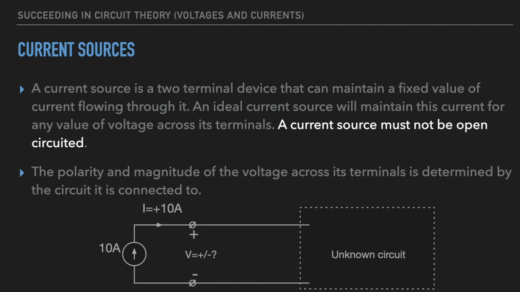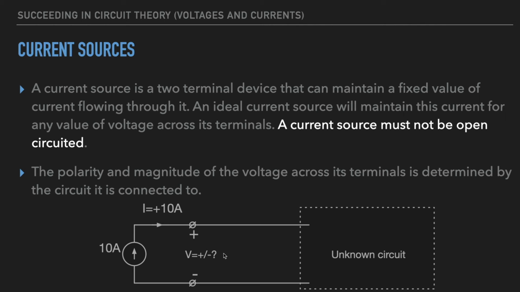A current source is a 2-terminal device that can maintain a fixed value of current flowing through it. An ideal current source will maintain this current for any value of voltage across its terminals. A current source must not be open circuited. So it's basically like the opposite of a voltage source. We have a current source down here. It's drawn with a circle with an arrow pointing in the direction of its current. So we have 10 amps flowing here.